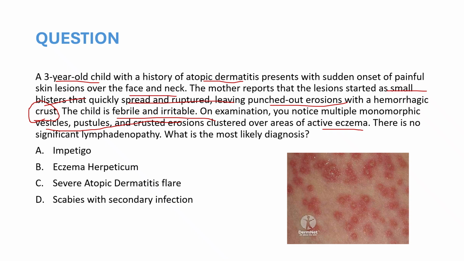Now, this was a previous year question, and you have to diagnose from the image. The key here is there is already atopic dermatitis, and these lesions are over the areas of active eczema, and this condition is called eczema herpeticum. It's not an atopic dermatitis flare, it's not scabies with secondary infection, it's not impetigo. Impetigo also can have honey colored crust all over the face, but it's a bacterial infection, it has nothing to do with eczema. So over the eczematous area, if you have secondary lesions, it's called eczema herpeticum.